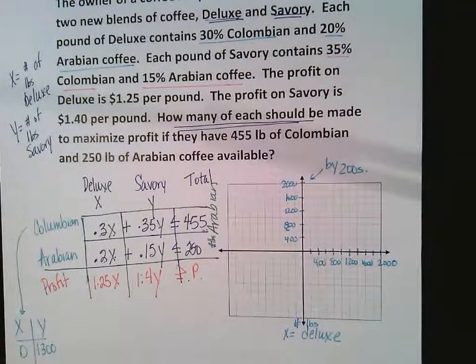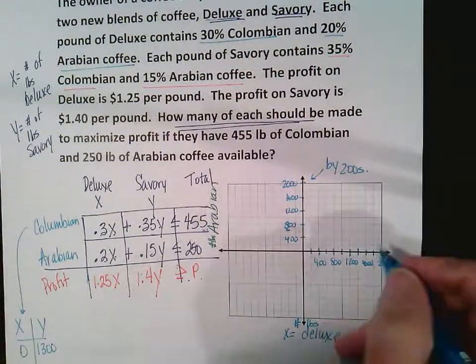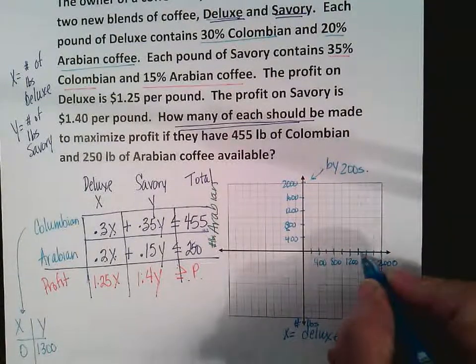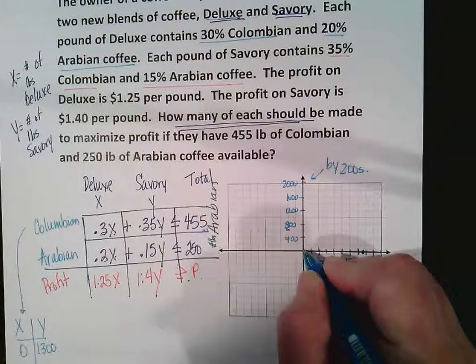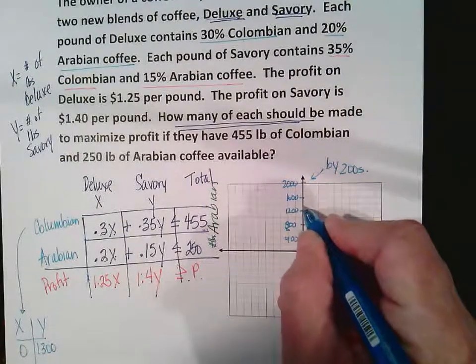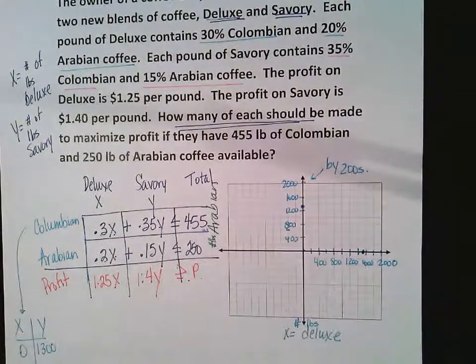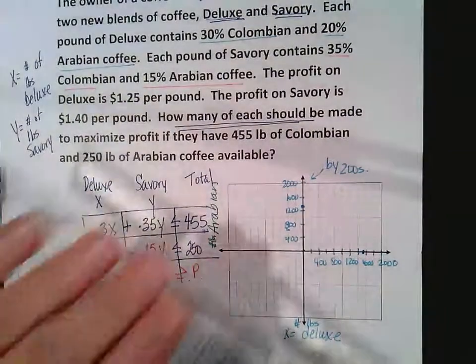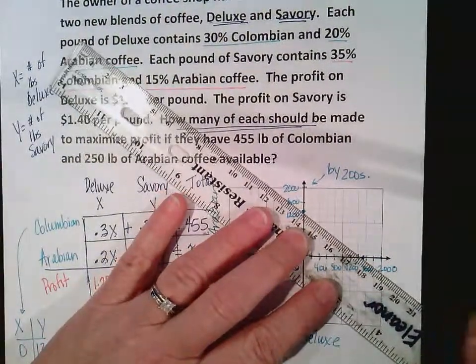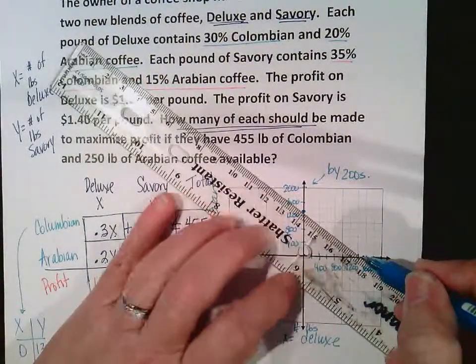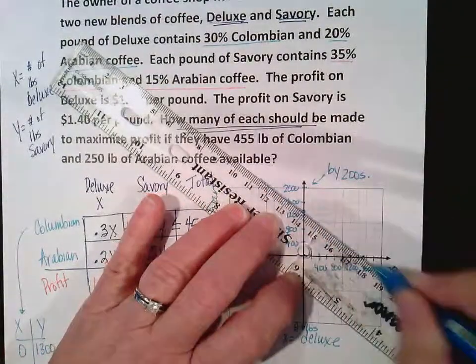Okay, so first I'm going to graph my Colombian, and I'm over 15, 16. That's really hard to do. So this is 1400. It's going to be roughly right about there. You can just use your best estimate. And then 0, 1300. That's 12. That's going to be halfway there. And these are all solid lines because I have equal to signs. So I'm going to take this and draw that.